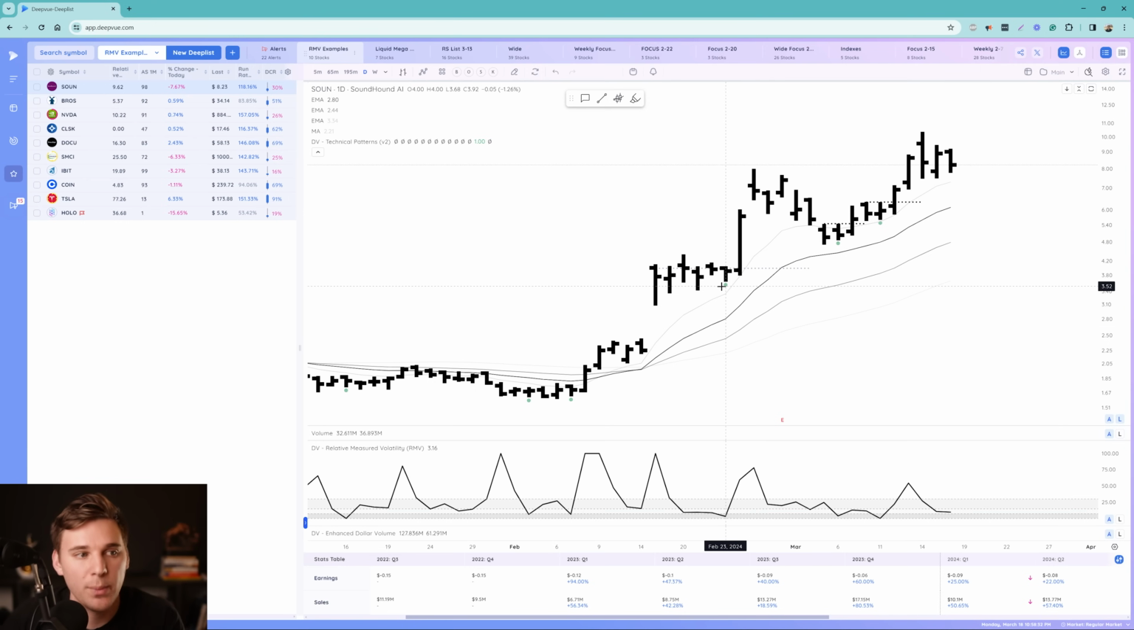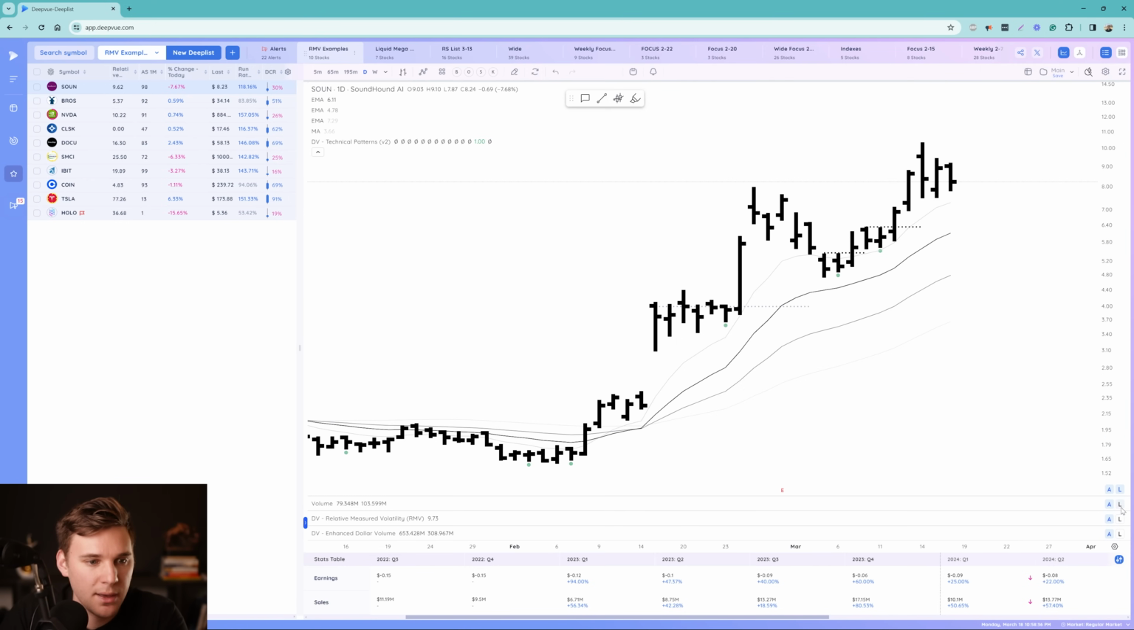It's another way to help identify the signal on the chart. So if you don't want to take up chart space, you can just use the DeepView technical patterns to highlight low RMV, really tight areas, just with that signal there. So that's another example there for you. And of course, you can just turn it off if you'd like to.